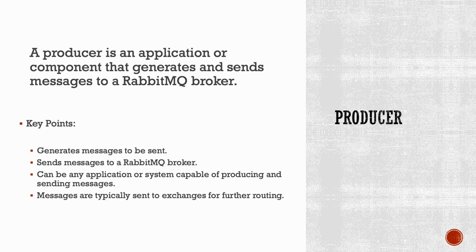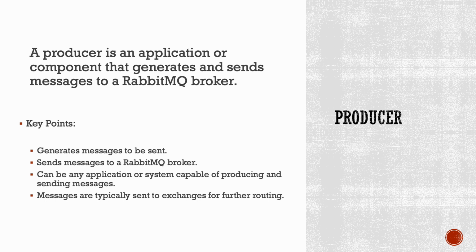Once the messages are generated, the producer sends them to a RabbitMQ broker. The broker acts as an intermediary, receiving the messages from the producer and routing them to the appropriate consumers. It's important to note that a producer can be any application or system capable of producing and sending messages. It could be a web application, a sensor device, a back-end service, or any other component within a distributed system.